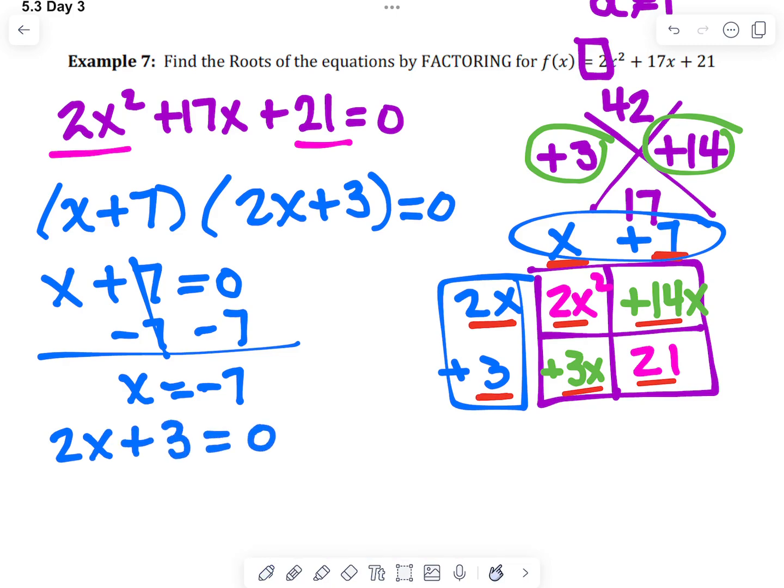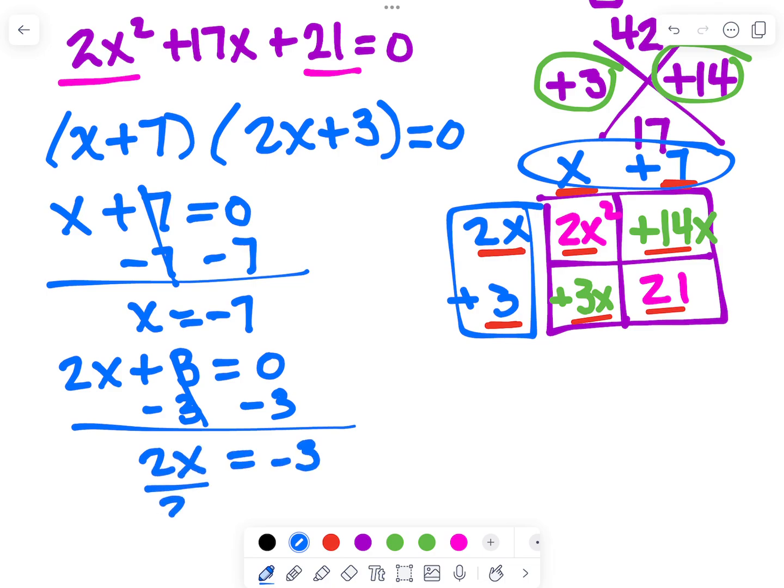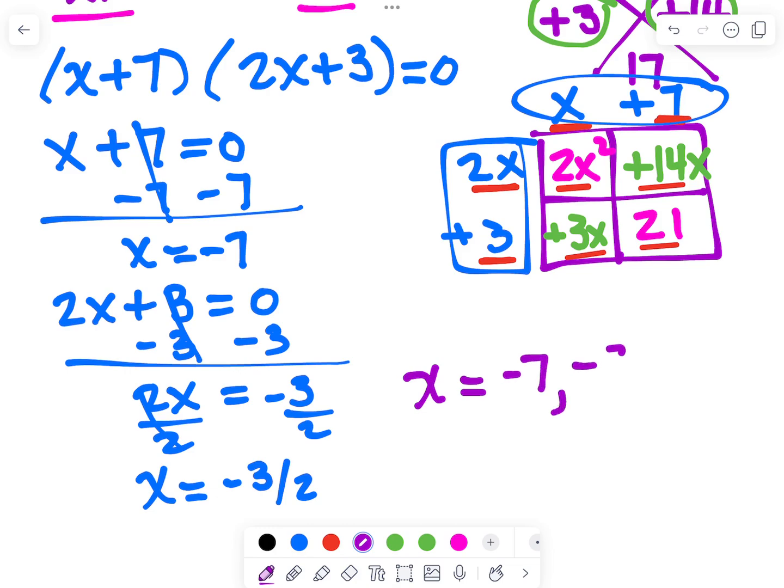set 2x plus 3 equal to 0 and solve for x. So subtract 3 from both sides. And then divide both sides by 2. So we had x to be -3/2. So our two answers, the two roots are -7 and -3/2.